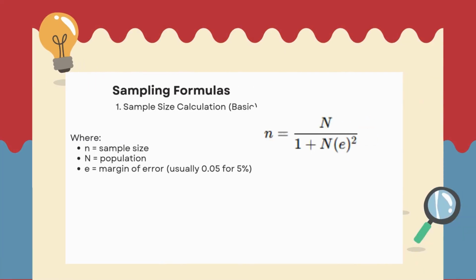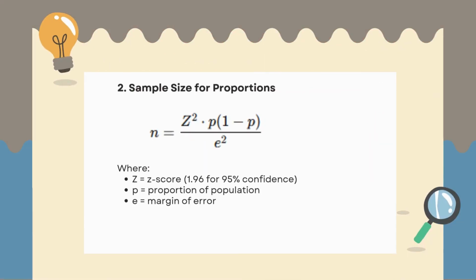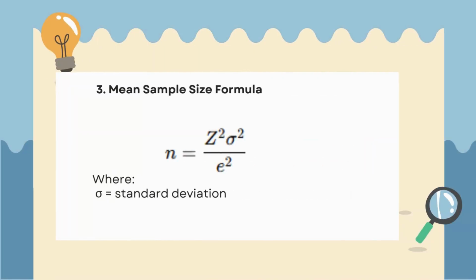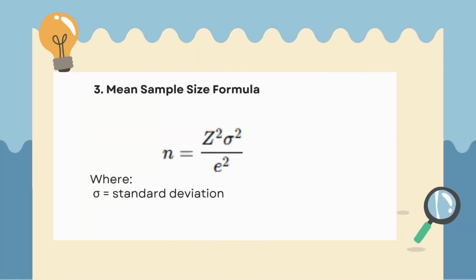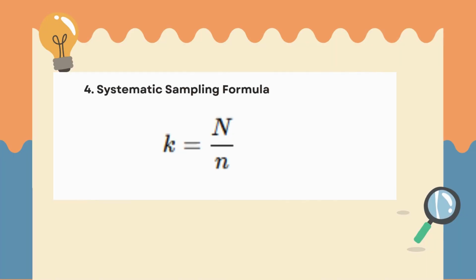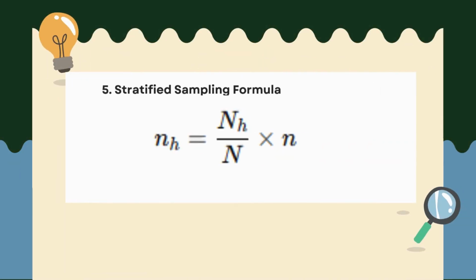This slide presents various sampling formulas essential for research design. The basic sample size calculation defines n as the sample size, capital N as the population, and e as the margin of error. The formula for sample size for population proportion incorporates the Z-score for confidence level and the population proportion. The mean sample size formula includes the standard deviation. Formulas for systematic sampling and stratified sampling are also provided for reference.